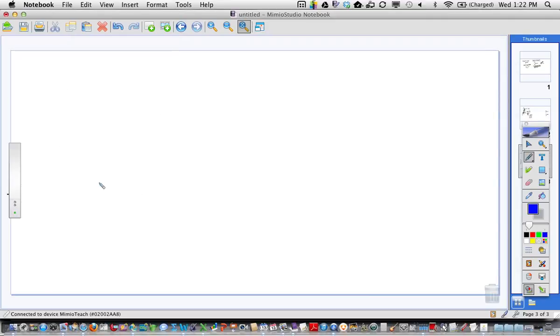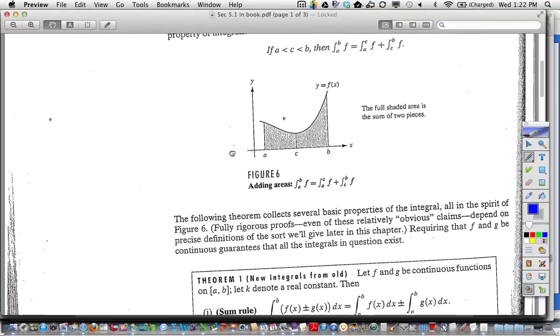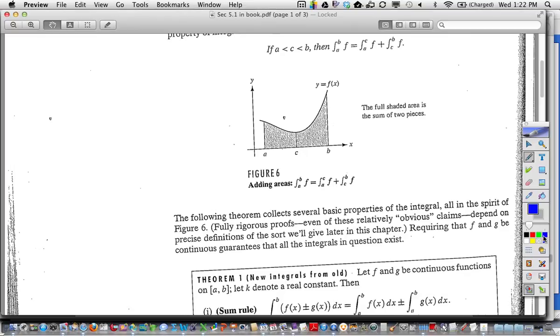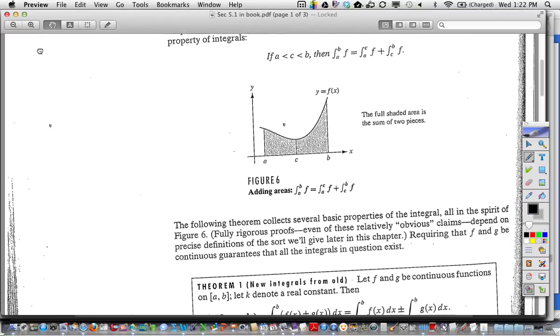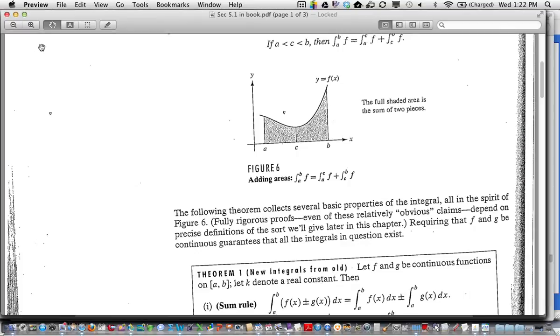Last thing. There are a couple of rules with area that are kind of like they are with derivatives that we can use. Okay, and I want to run over those real quick. So in your book, turn to page 306. Okay, in the middle of the page, they show you this picture right here.